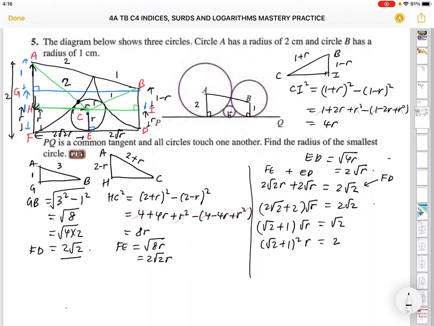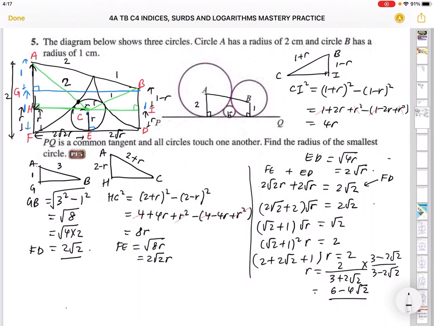Let us expand this bracket. 2 plus 2 root 2 plus 1. This is R. The result is 2. R is just 2 over this, 3 plus 2 root 2. Oh, this is a very long question. And we have to rationalize the denominator by multiplying top and bottom with 3 minus 2 root 2. So you should get 6 minus 4 root 2, and 3 squared is 9, 2 root 2 squared is 8. Your answer, the radius, is 6 minus 4 root 2.